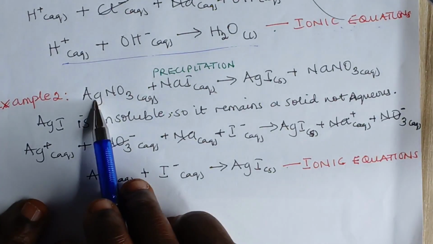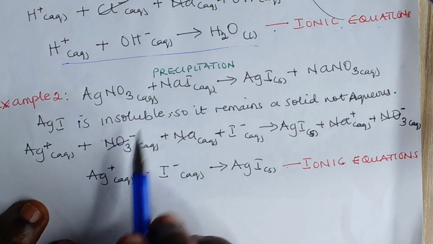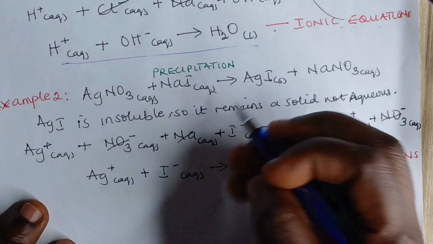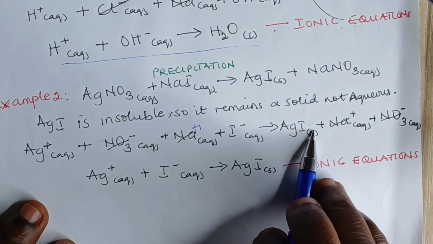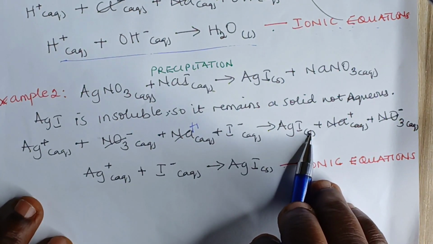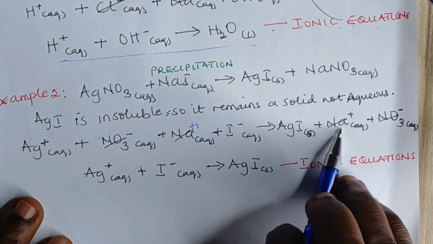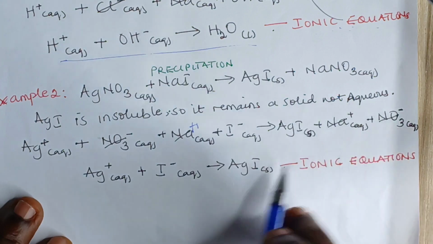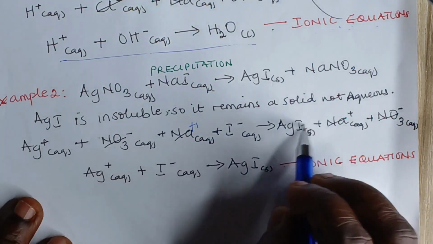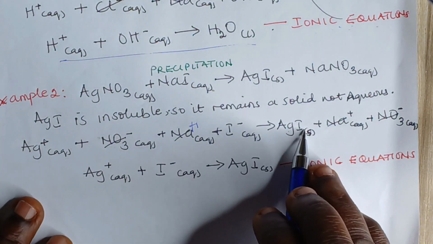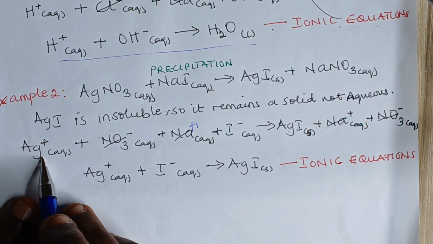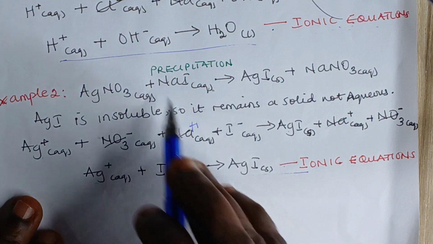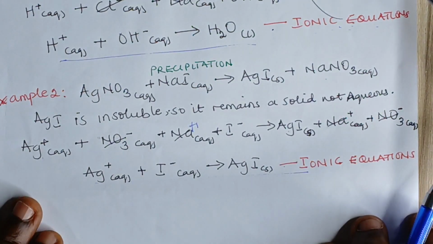So when you break this down, we have silver ion, Ag plus, NO3 minus, Na plus, I minus. Then silver iodide is not broken down, so we write it as AgI. Then Na plus and NO3 minus are ions, so we can break them down. After cancelling out the spectator ions, we have silver iodide, and we write out the other ions like this.